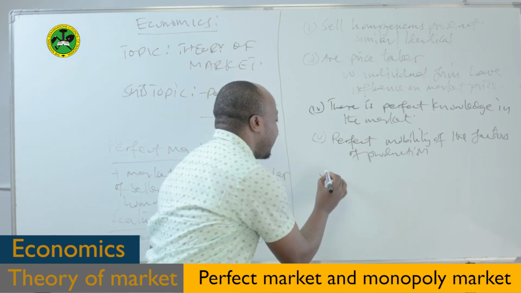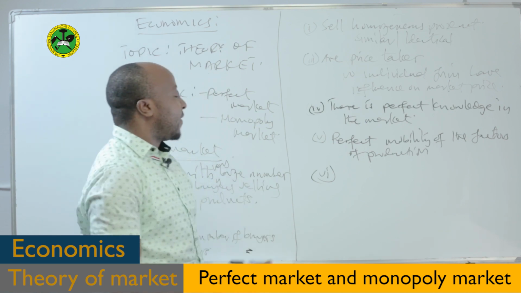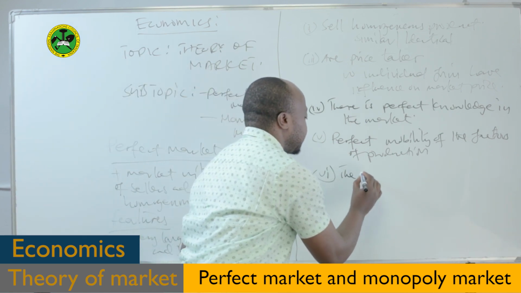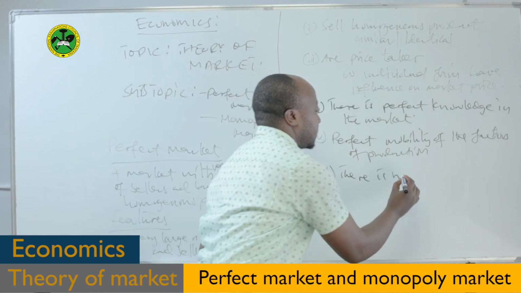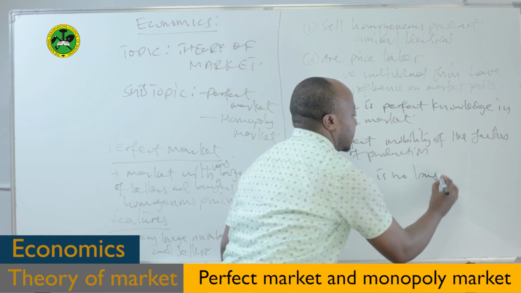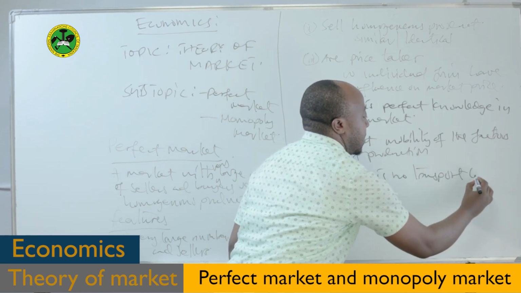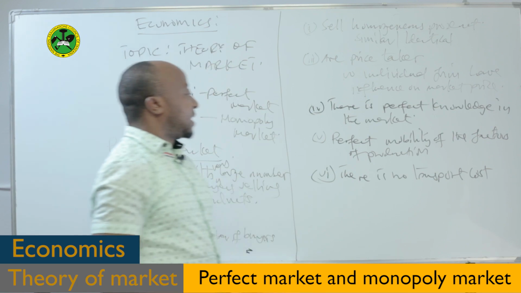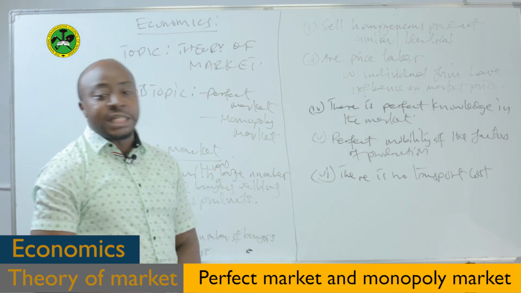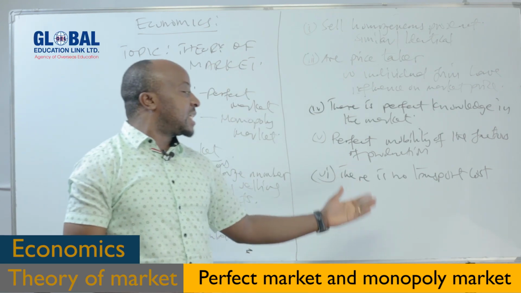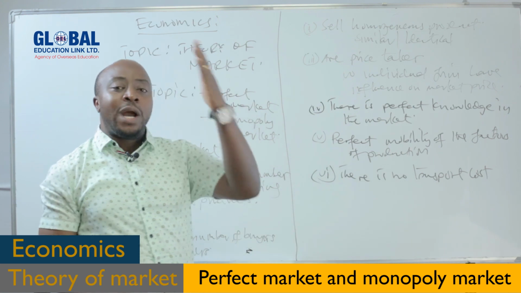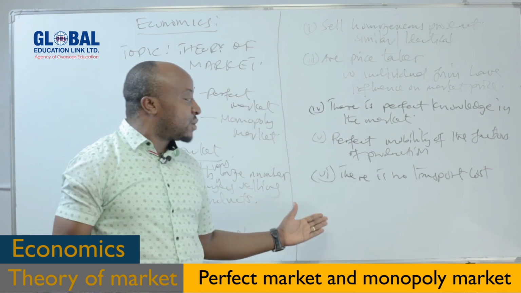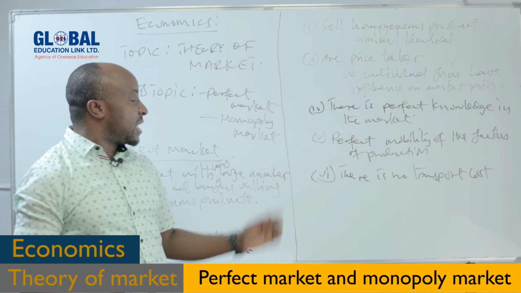Then number 6, we have there is no transport cost. Transport cost, that is one of the conditions. No transport cost. It means that on transporting goods from where they are produced to the market, firms do not incur transport cost. So no transport cost.